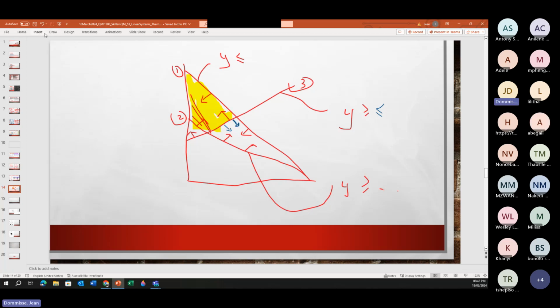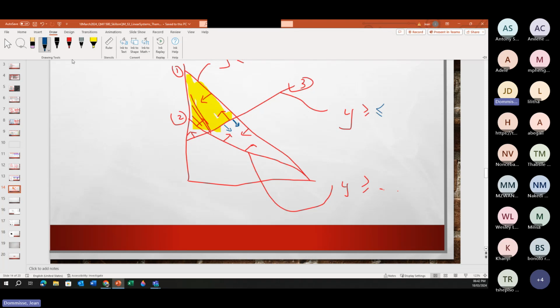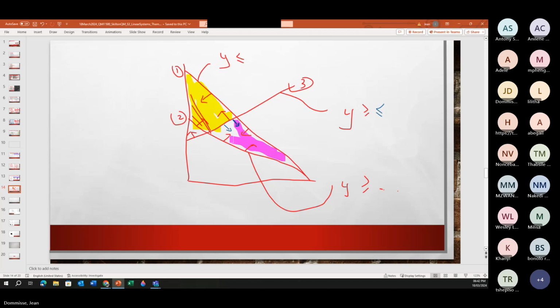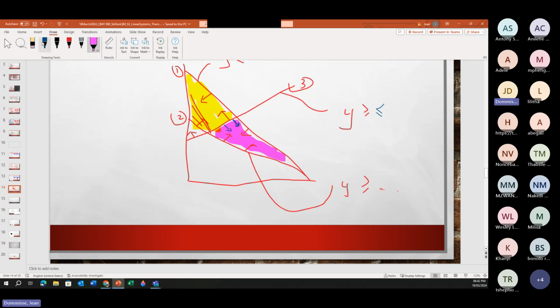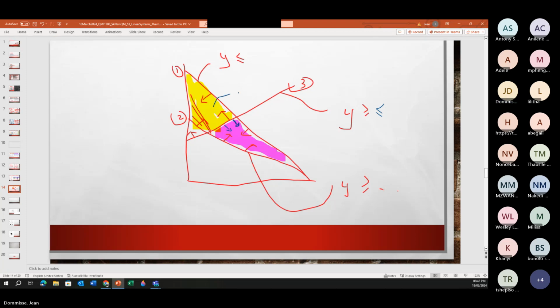So now suddenly, just by changing that one inequality, we have a different feasibility area. So that's why the inequalities are so important to get right, because that might have been option A, that might have been option B.